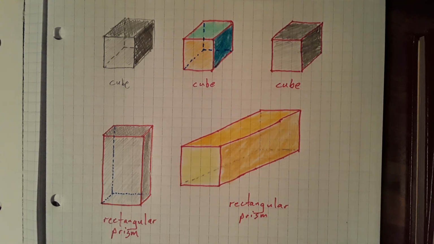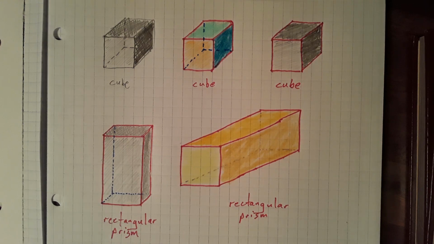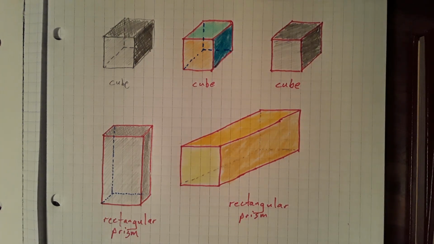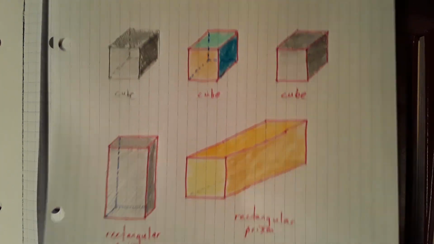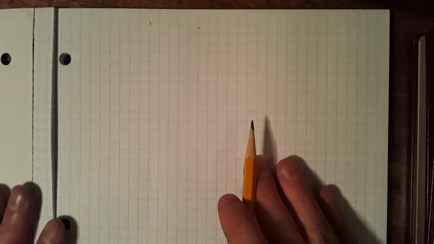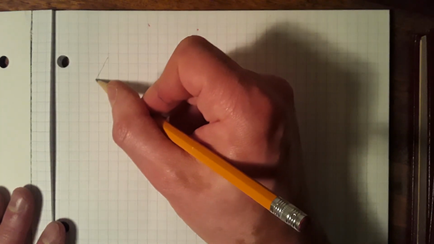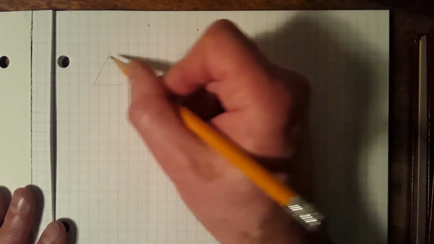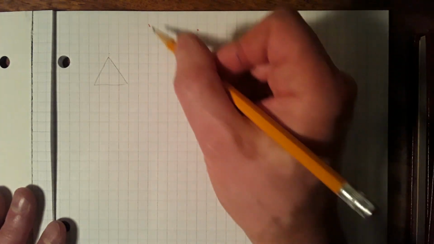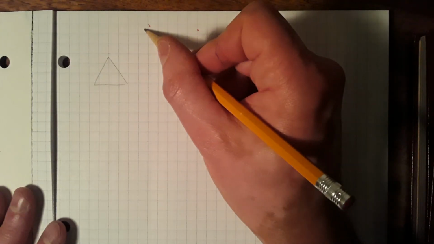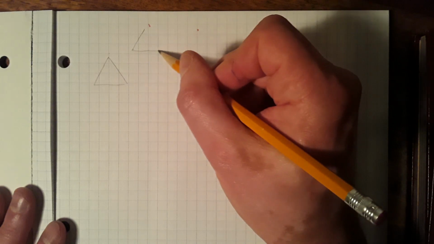Here are my rectangular prisms. We're going to draw some triangular prisms right now. When you draw a triangular prism, it's going to have two triangular faces. I'll draw them in pencil lightly. So there's a triangle. I'll draw an identical triangle in the back.